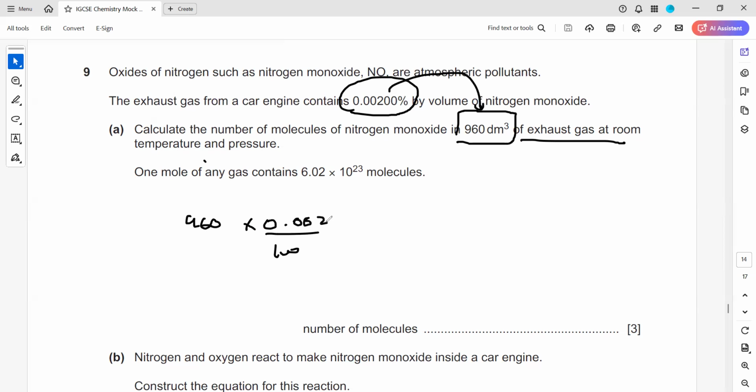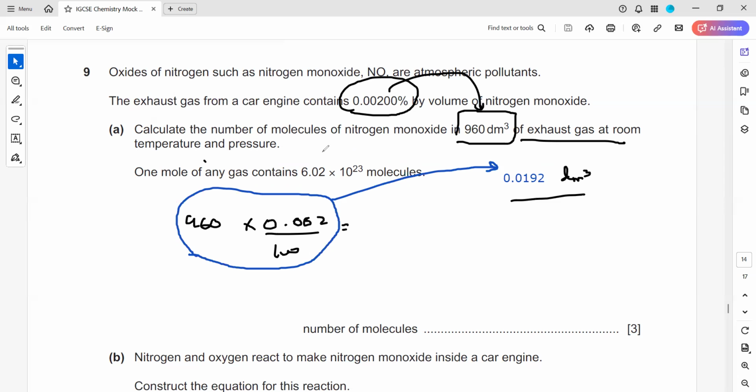So what is the answer? 960 times 0.002 divided by 100 is 0.0192. So this is the volume in dm cube.